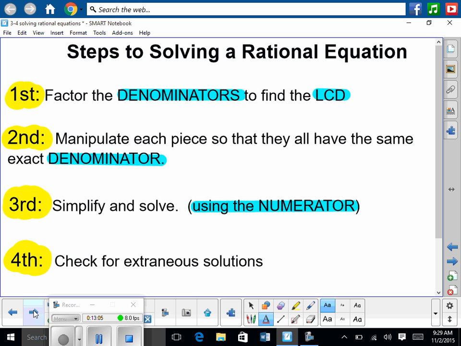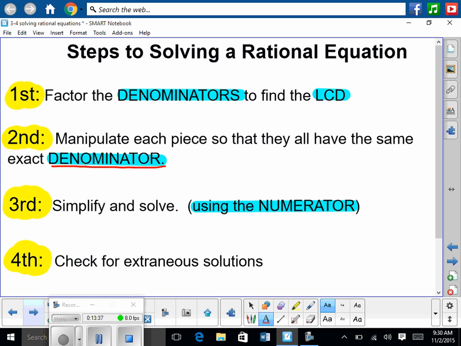Then your second step is to manipulate each piece so that they have the exact same denominator, so that they have a common denominator. It has to be exactly the same. So we're going to change it, we're going to manipulate it correctly so that we have a common denominator. And then third, we'll simplify and solve. And the nice thing is once we have a common denominator, we don't even have to use it anymore. We won't use the bottom of our fractions, we'll just take the top and solve. So that's kind of nice. So we'll simplify and solve using the numerator, which means the top of our fraction.